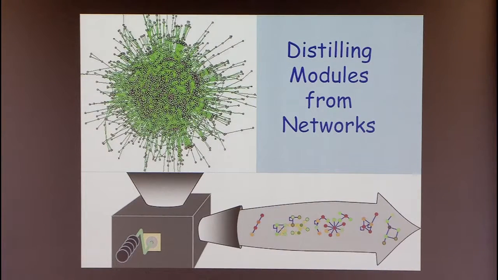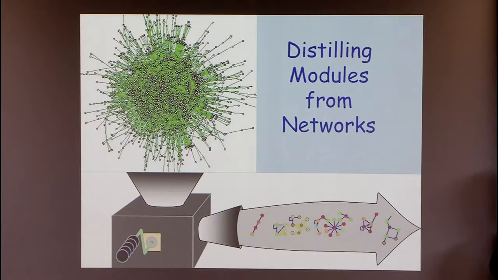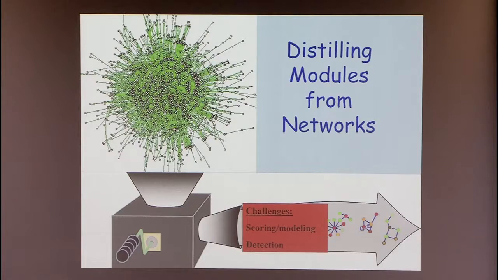So what we will try to do in this first hour is to talk about this machine that takes this gigantic ball of protein-protein interaction and tries to identify in it functional structures that correspond either to protein complexes or signaling pathways. And the main challenges that we will deal with are twofold. One of them is, how do we score or model? What are we looking for? What is a module? So suppose I give you a set of genes. Is it a good module or not? We will spend some time on that.